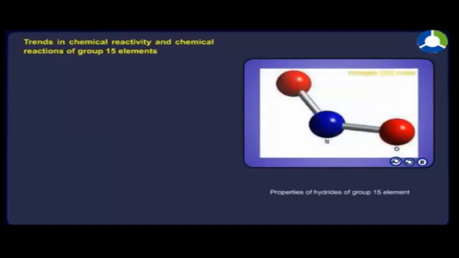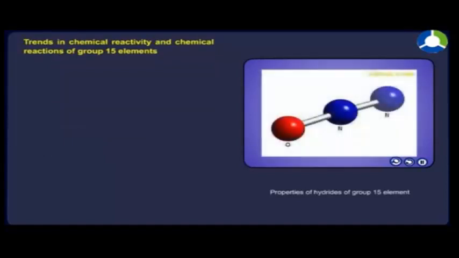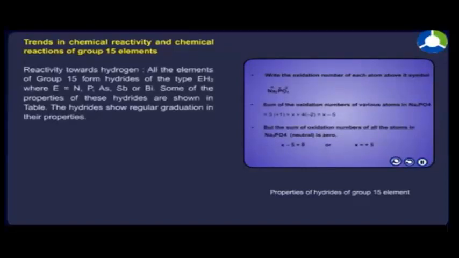Trends in chemical reactivity and chemical reactions of group 15 elements. Reactivity towards hydrogen. All the elements of group 15 form hydrides of the type EH3 where E may be nitrogen, phosphorus, arsenic, antimony or bismuth. Some of the properties of these hydrides are shown in the table.